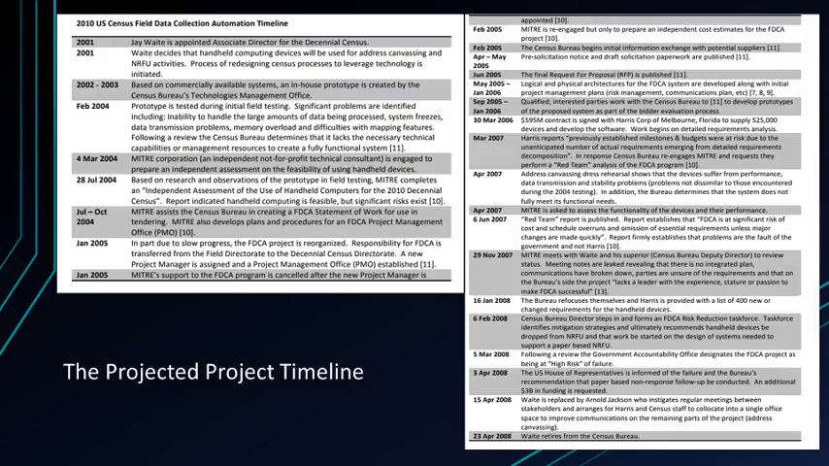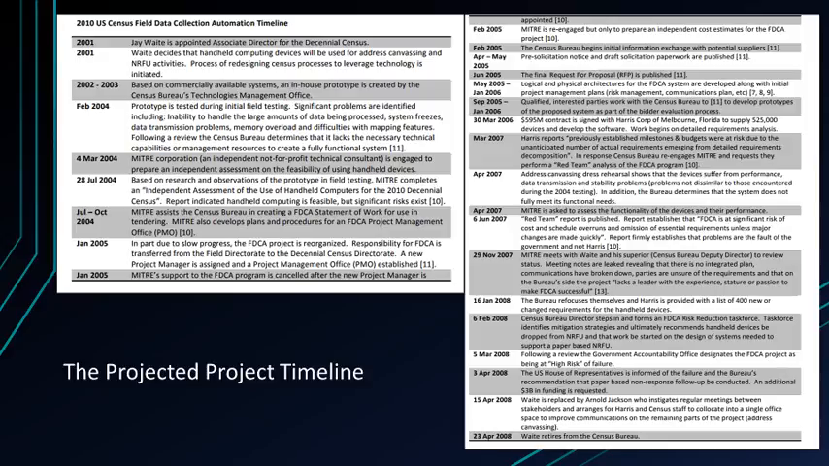From 2002 to 2003, based on commercially available systems, an in-house prototype is created by the Census Bureau's Technologies Management Office. In February 2004, the prototype is tested during initial field testing. Significant problems are identified, including the inability to handle the large amounts of data being processed, system freezes, data transmission problems, memory overload, and difficulties with mapping features. Following a review, the Census Bureau determines that it lacks the necessary technical capabilities or management resources to create a fully functional system.